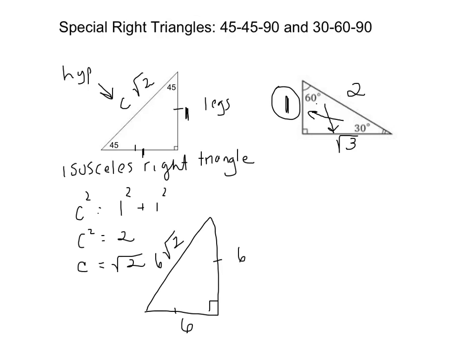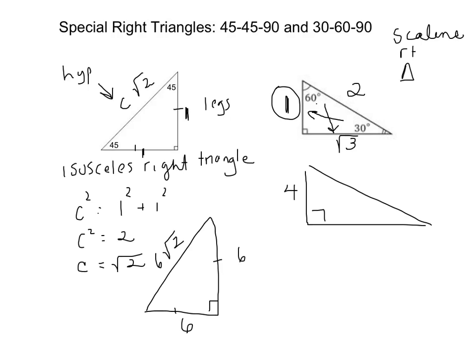This is just a scalene right triangle. All the sides are different. So for instance, if I had a 30, 60, 90 triangle, and this is 4, to find the other two sides, I would know that the hypotenuse is always double. This is 30, this is 60 degrees. This is important. The side opposite the 30 is 4, then doubled, that would be 8. And the side opposite the 60 would just be 4 square root of 3.